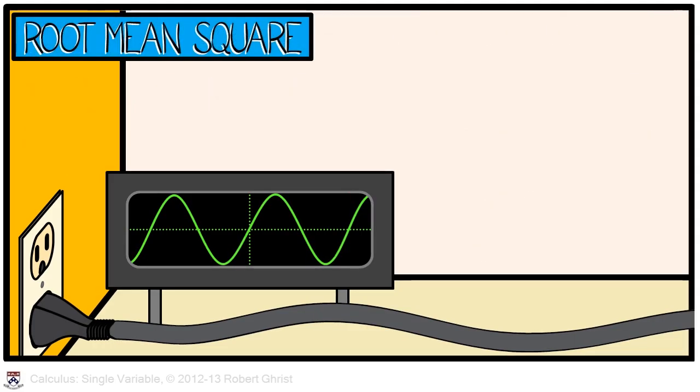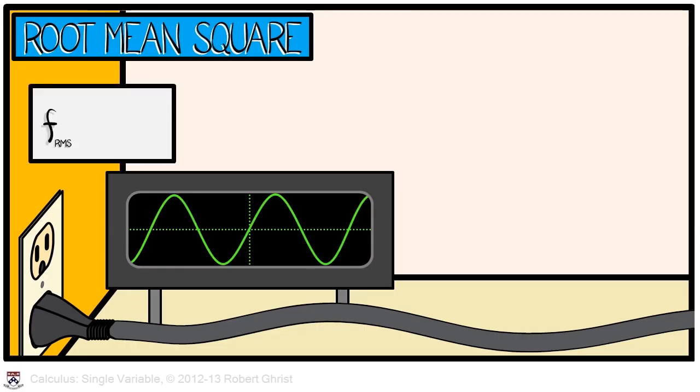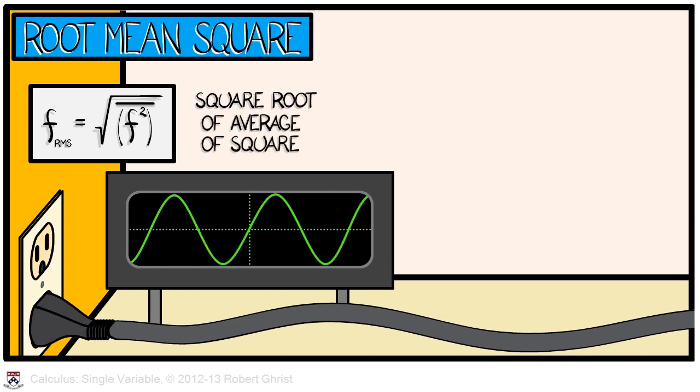So what we do is define a different type of average. This is called the root mean square in some circles. Sometimes it's called the quadratic mean. The root mean square is defined as follows. Square your function f, take the average of the square, and then take the square root of that. So this square root of the average of the square will give us something that is non-zero because that squaring makes all of the negative terms positive.